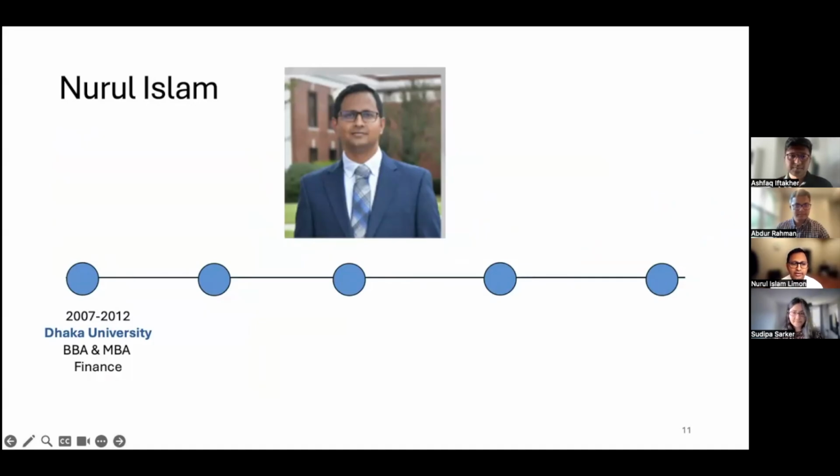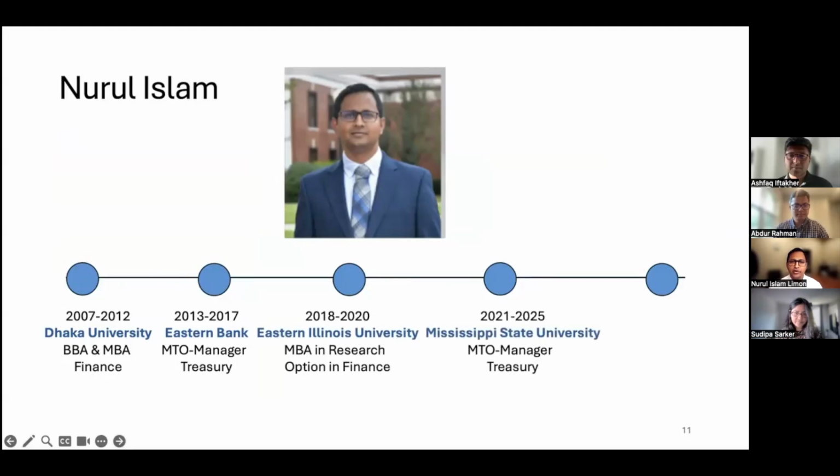My name is Nurul Islam. I completed my BBA and MBA in finance from the University of Dhaka. I graduated in 2012, and then I moved to Eastern Bank Limited. I joined that bank as a management trainee, and when I finished working there in 2017, I was a manager in the treasury department, where I managed a fixed income securities portfolio and other investment related work. And then I moved to academia again. I started my MBA in research option in finance.